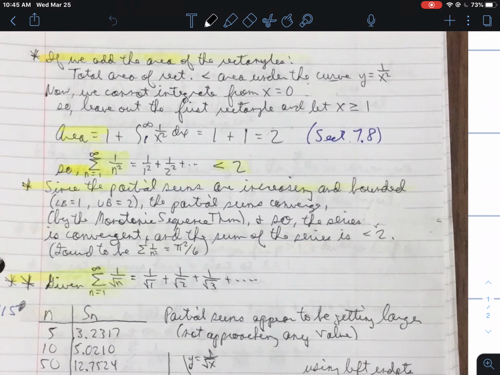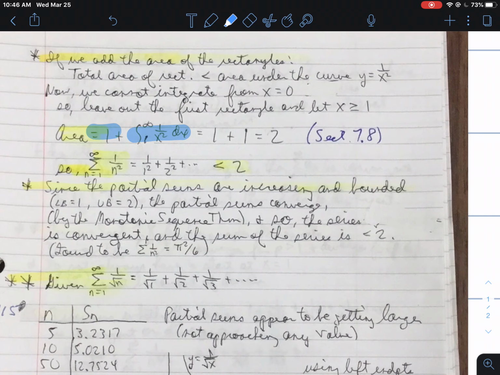So adding the area of the rectangles, the total area of the rectangles is less than the area under the curve, y equals 1 over x squared. We can't integrate from x equals 0, so we just cut out that first rectangle. We let x be greater than or equal to 1. So the area under that entire curve would be equal to the integral from 1 to infinity, plus there's that extra 1 that we had for the area of that first rectangle.